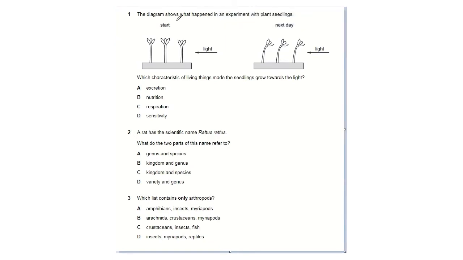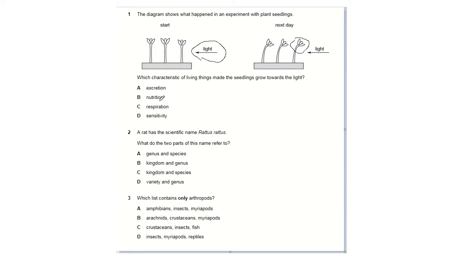The first one says the diagram shows what happened in an experiment with plant seedlings, and the important thing here is that we notice that there's light and we see a change in direction of the plants. In this case we have four possible options. Excretion is where you get rid of stuff, so it can't be that.